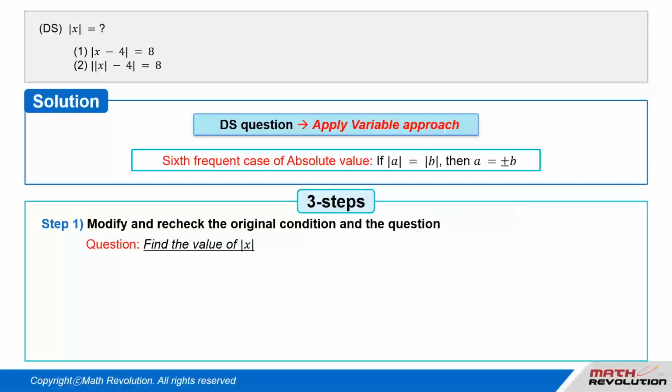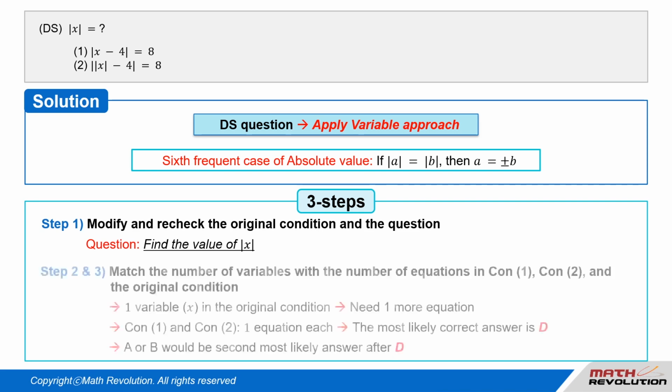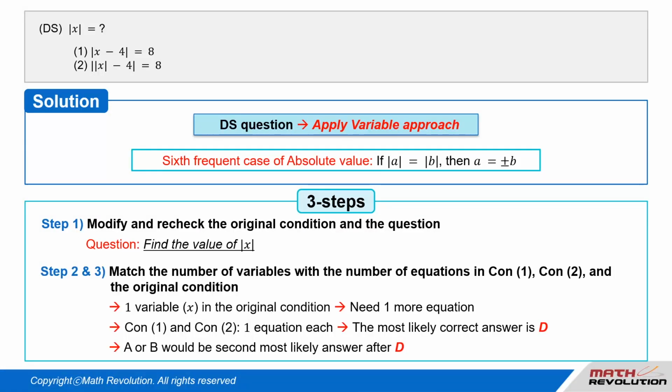Follow the first step of the variable approach by modifying and rechecking the original condition and the question. We have to find the value of absolute value of x. Follow the second and the third steps. From the original condition, we have one variable, x. To match the number of variables with the number of equations, we need one more equation.